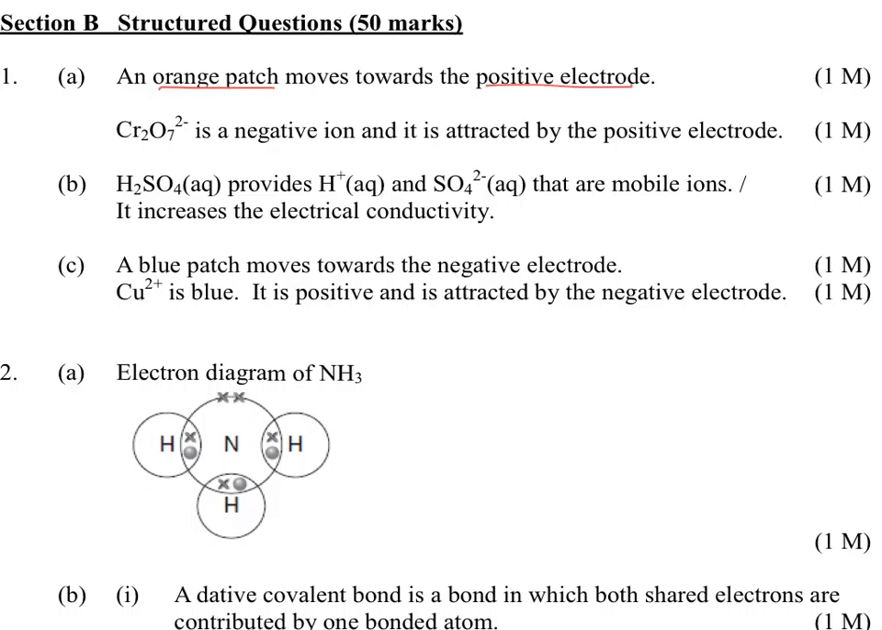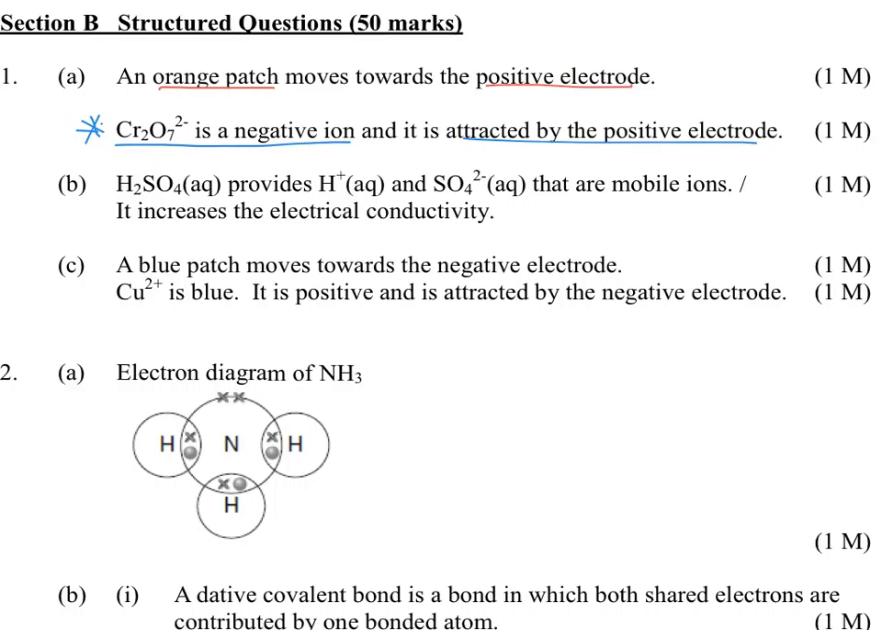So what will be the explanation for this? It will be because dichromate is a negative ion and it is attracted by the positive electrode. This is a standard answer related to this kind of setup. That means, first of all, you need to determine the charge of the ions, whether it is positive or negative, and then we try to find out the color of the ions.